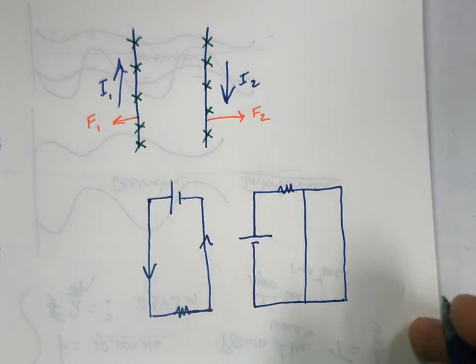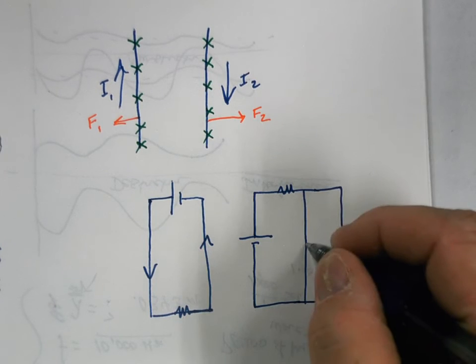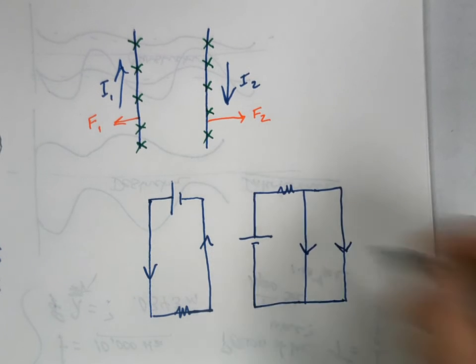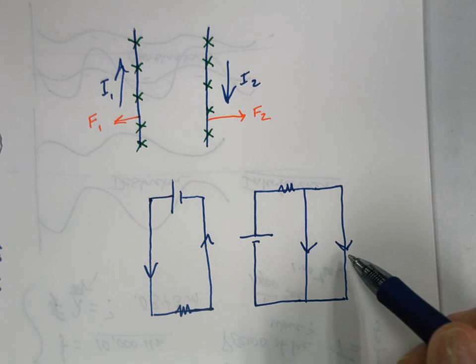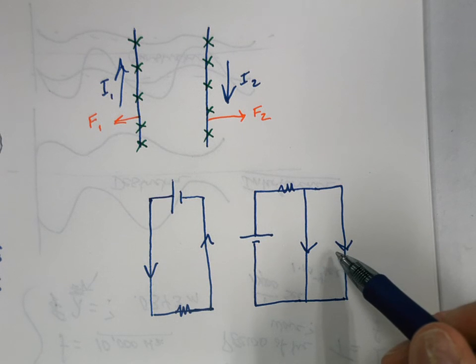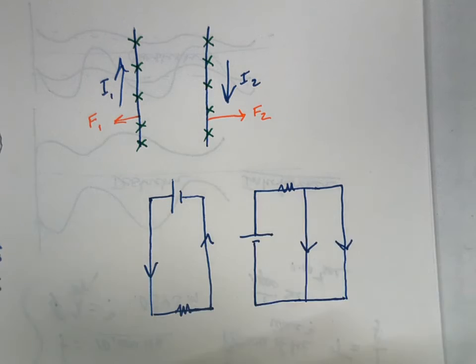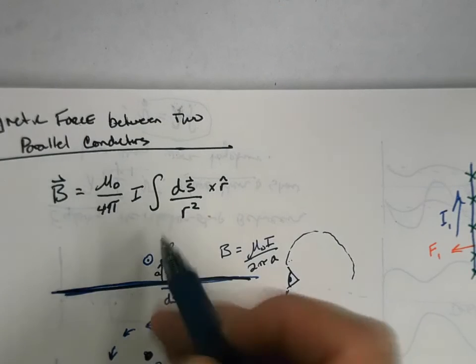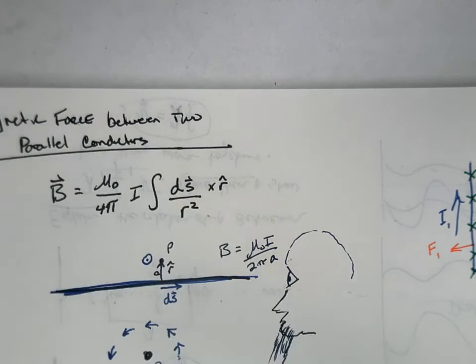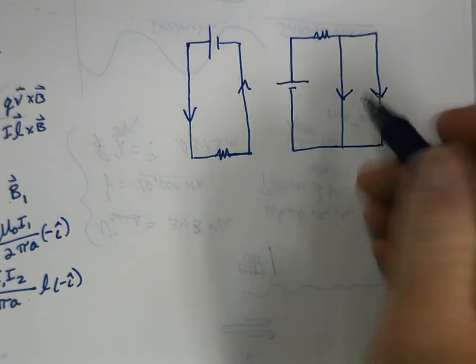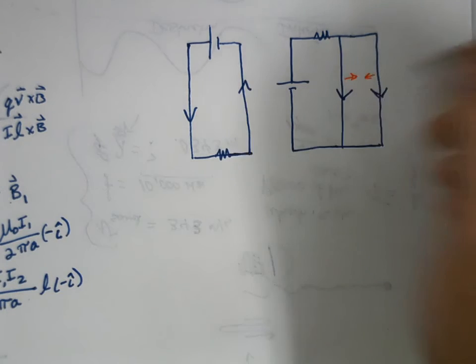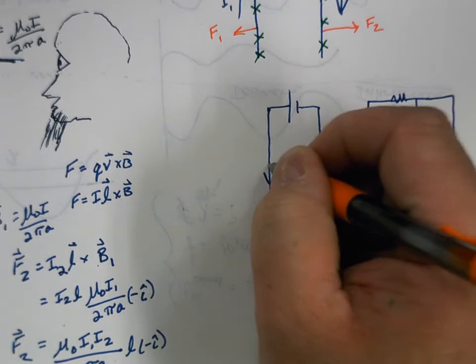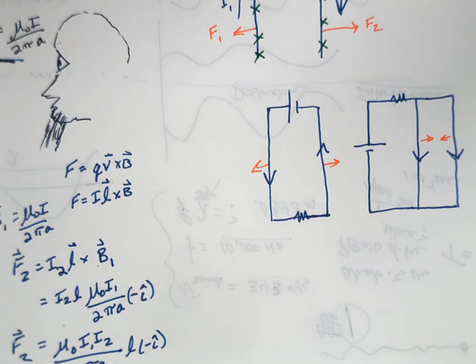Okay, what's our current going to be here? They'll be in the same direction, right? These are in parallel. So how do we get currents going the same? If we get currents in the same direction, if they're in parallel, they go in the same direction. Parallel conductors, if they are in parallel, what are they going to do? They attract. The opposite of that would be if they're in series, they're going to repel.